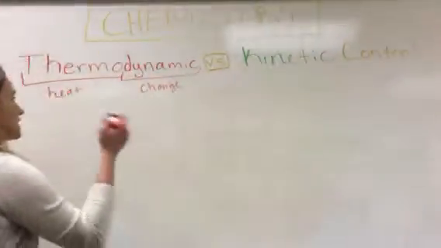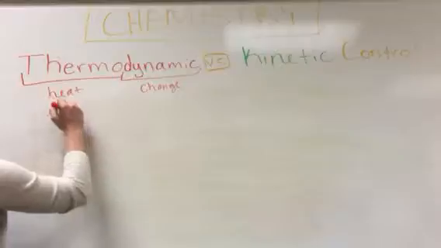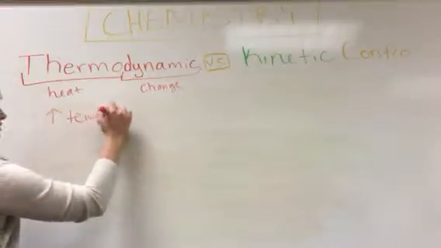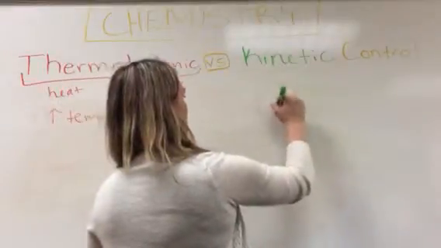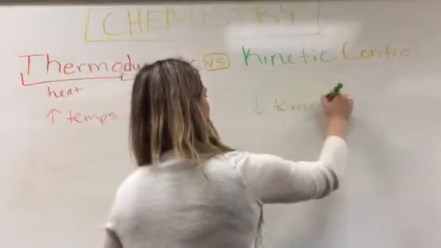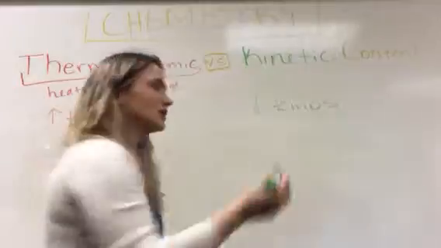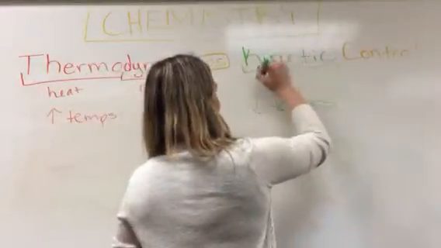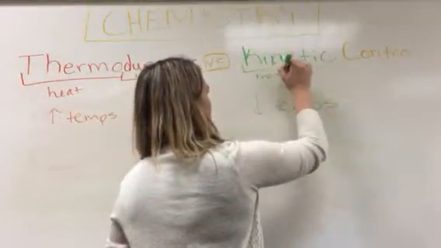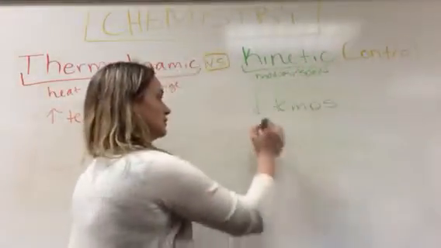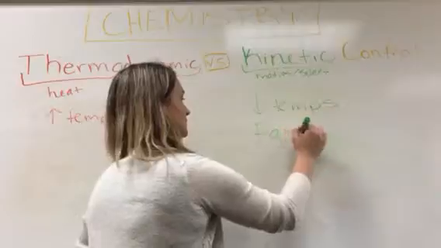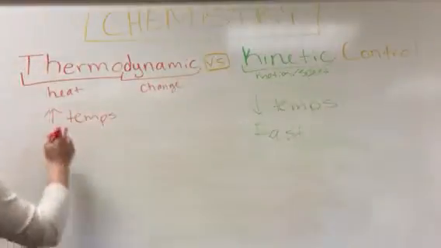So the thermodynamic product will form at high temperatures. And that means that the kinetic product will form at low temperature. So kinetic really just means motion or speed. So the kinetic product will form quickly, and the thermodynamic product will form slowly.